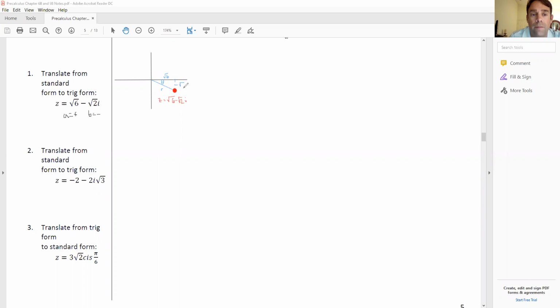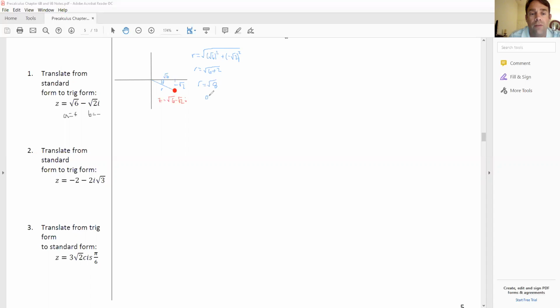All right. So r squared, or r is the square root of a squared plus b squared. So r equals the square root of a squared, which is root 6, plus b squared. So plus negative root 2 squared. So we got to go through first of all and figure out what r is. So r is going to be the square root of 6 plus 2. So r is the square root of 8.